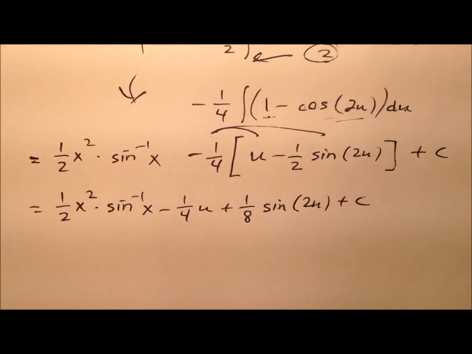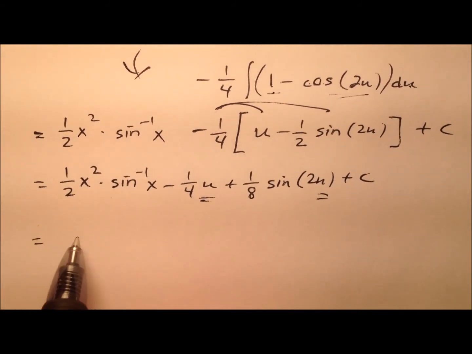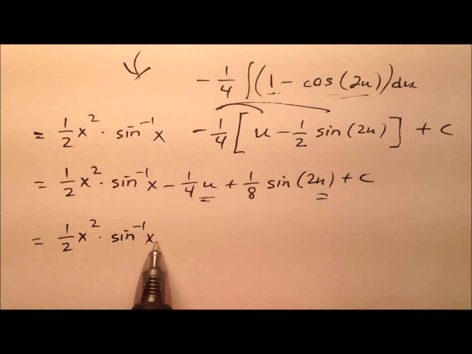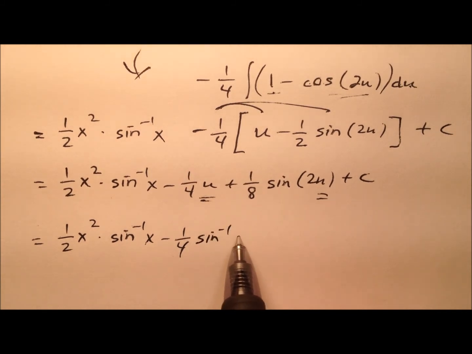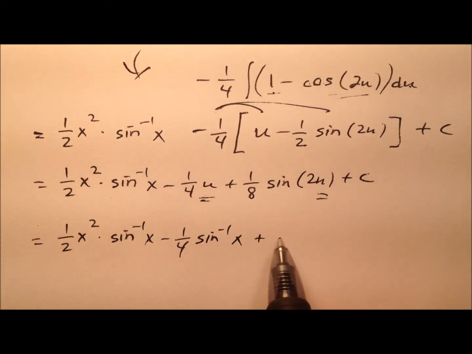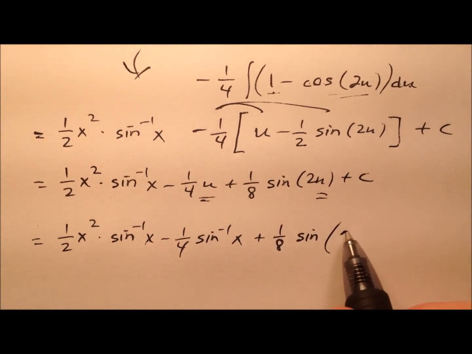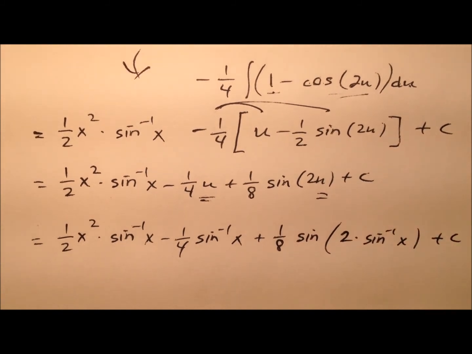Well, since we had a change of variables, we did a little u substitution here. It seems like we need to put the values in terms of x back in. So we had a u right here and a u right here. So 1/2 x squared, and all the rest of this stuff just comes on down. Okay, so here's our first u, and that's going to be just that inverse sine of x plus 1/8 sine of, okay, now it's going to get interesting, 2 times the inverse sine of x plus c.